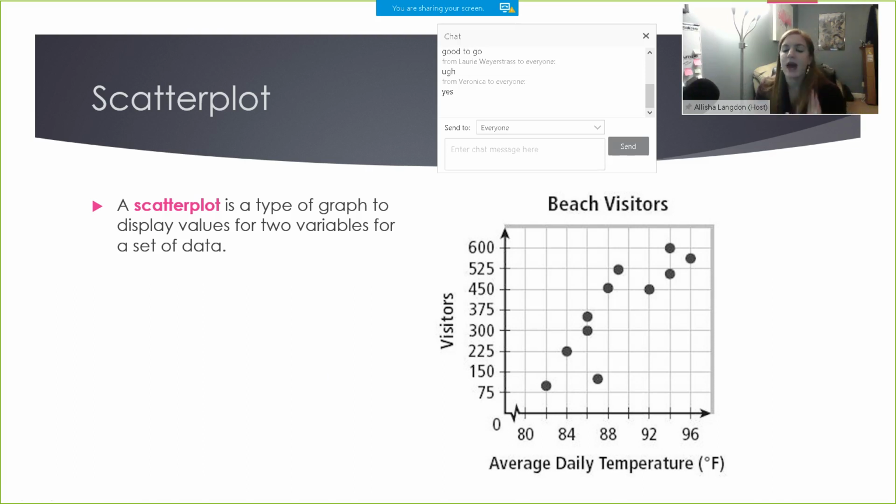So here is a scatter plot that represents the average daily temperature and the number of visitors. And as you might assume, as the temperature increases, gets larger, moves to the right, what happens with our data points? They get higher, right? Meaning that the visitors increase. So what we see here is that it looks like it's going along this linear line where as daily temperature increases, the number of visitors increase as well.